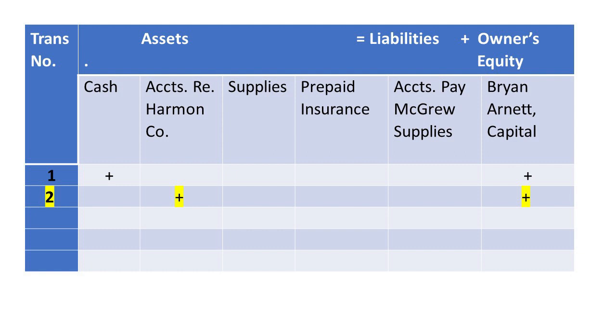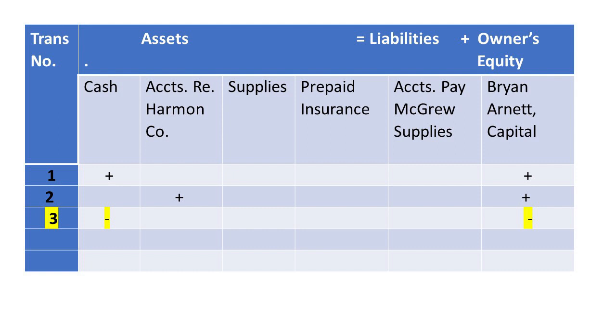Transaction 3 is paying cash for a cell phone bill. This is on page 19 in the textbook. Paying cash decreases the amount of cash the business has and decreases the value of the business overall, which is shown as a decrease in the owner's equity. So we put a negative sign under cash and a negative sign under Brian Arnett Capital.